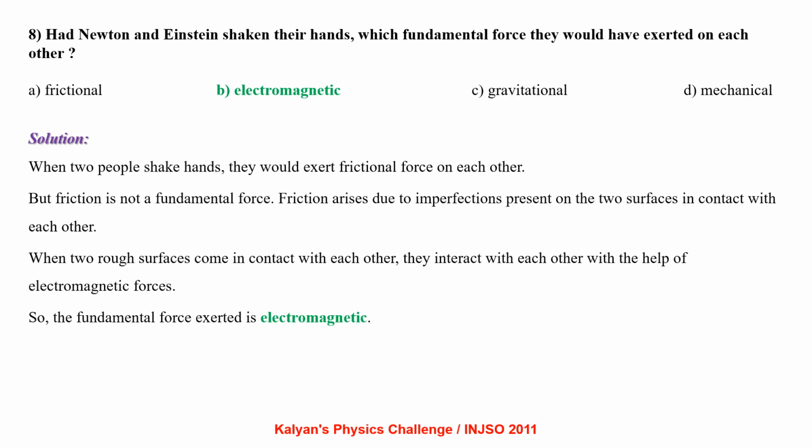Had Newton and Einstein shaken their hands, which fundamental force would they have exerted on each other? When two people shake hands, they would exert frictional force on each other, but friction is not a fundamental force. Friction arises due to imperfections present on the two surfaces in contact with each other. When two rough surfaces come in contact, they interact with each other with the help of electromagnetic forces. So, the fundamental force exerted is electromagnetic.